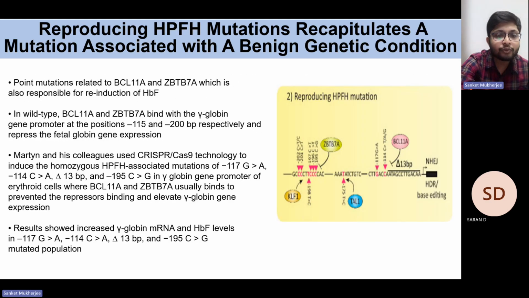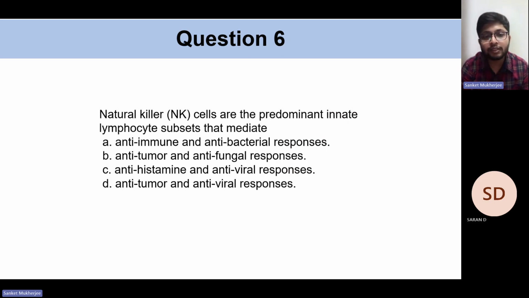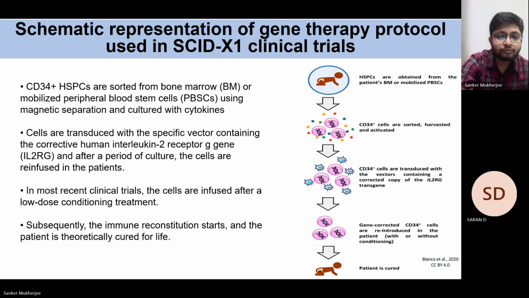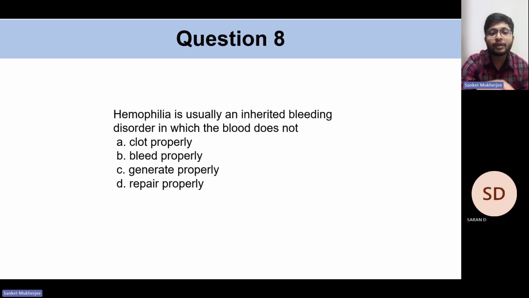Then we have question number 6: natural killer cells are predominant innate lymphocyte subsets that mediate anti-tumor and antiviral responses. Then question number 7: in the first trials of gene therapy for severe combined immunodeficiency, retroviral vectors were used in which the expression of the normal transgene was driven by the retrovirus long terminal repeats.